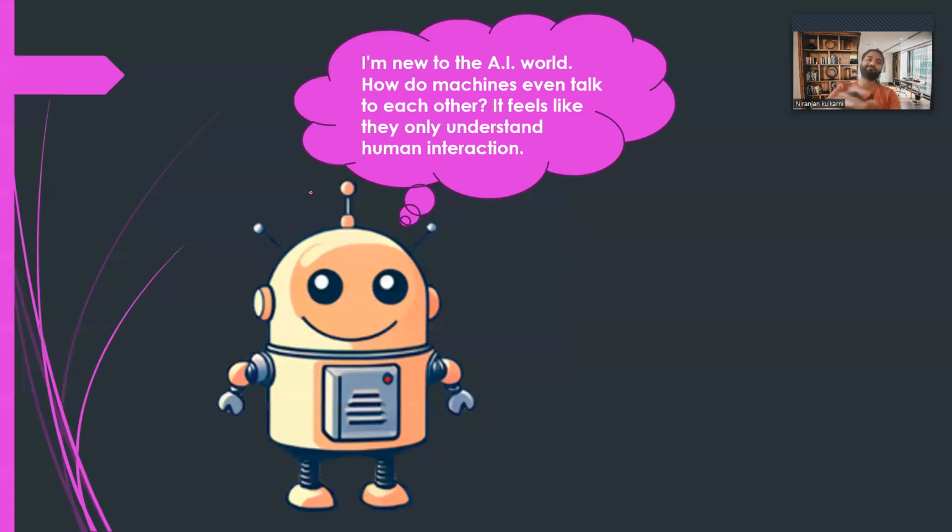Here the new robo is asking us a question. He's new to the machine world, and he can understand human interactions. He wants to communicate with his friends, colleagues, and everyone in his class, but he doesn't know how machines communicate with each other.